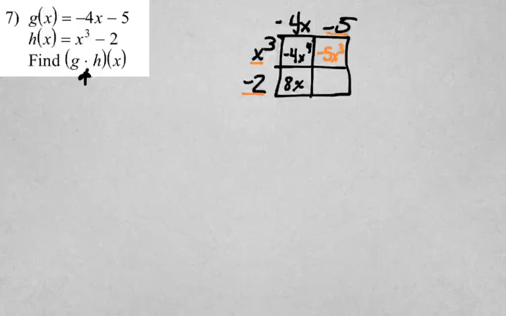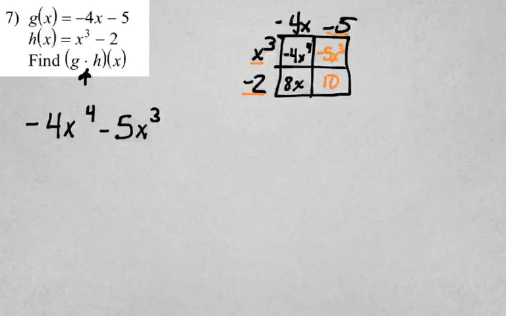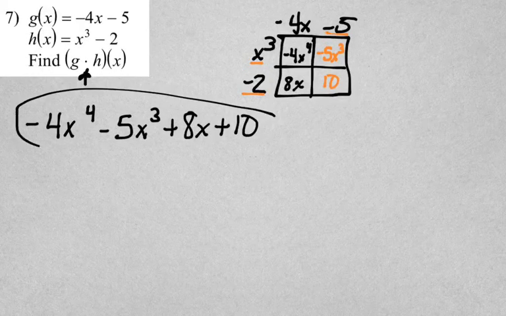Negative 5 times negative 2 gives me a positive 10. And then I just write them down for my answer. So that's going to be negative 4x to the 4th minus 5x cubed plus 8x plus 10. That whole thing is my answer.